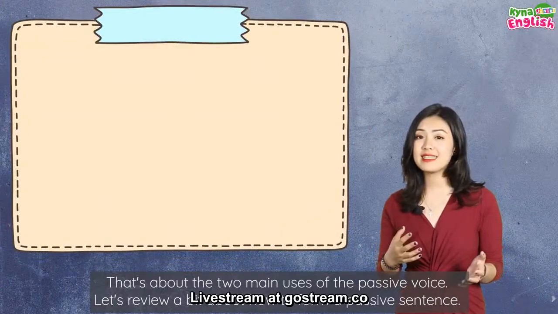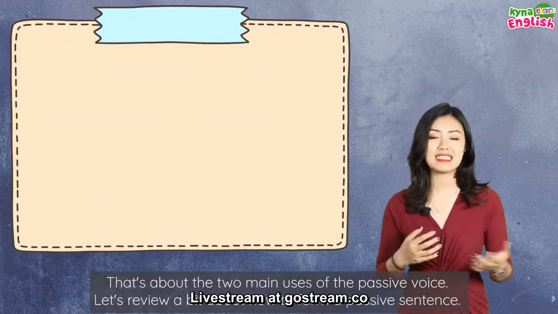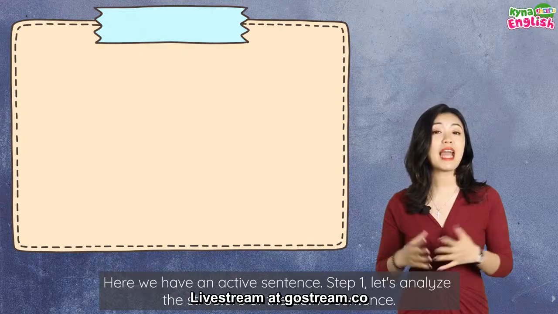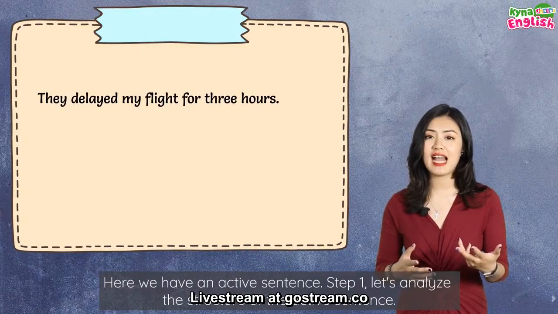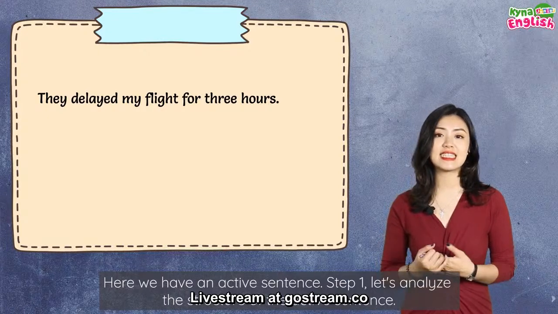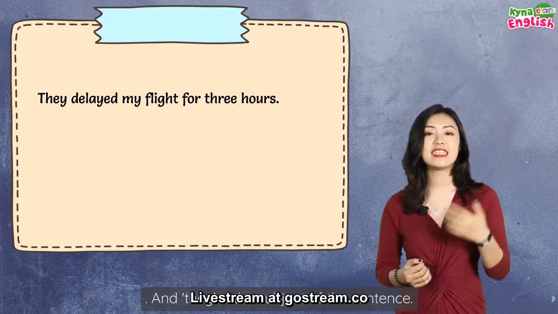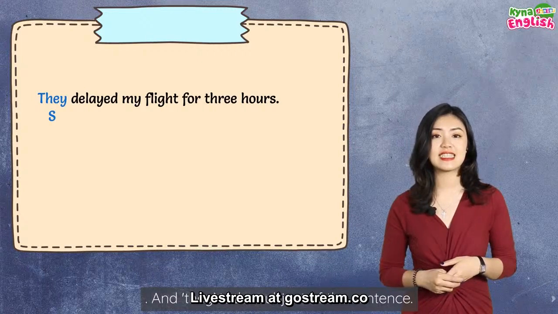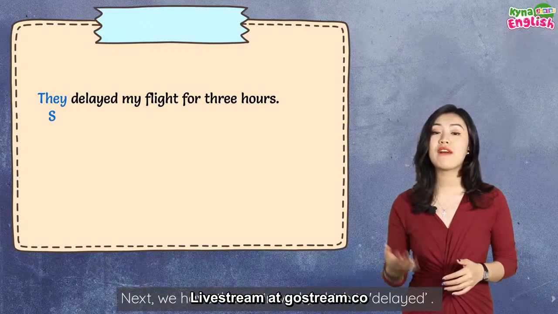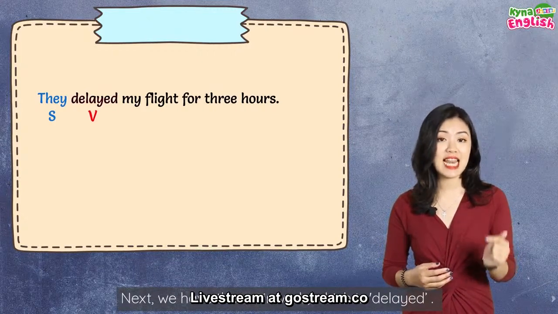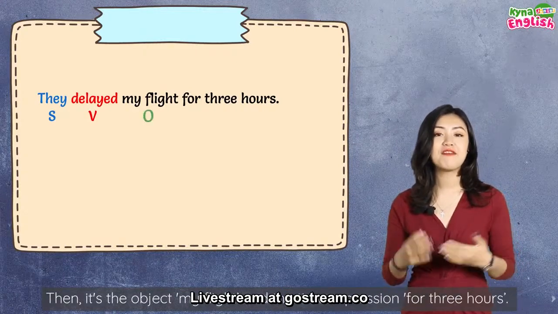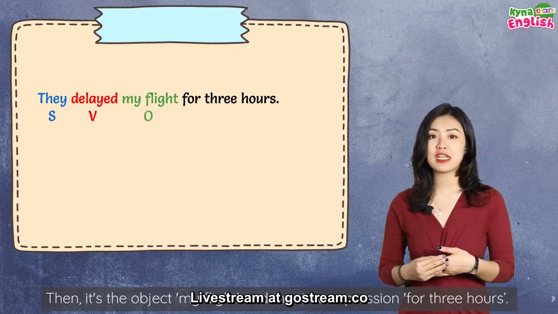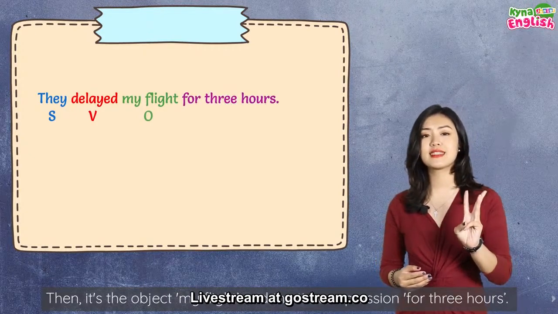Let's review a bit about how to form a passive sentence. Here we have an active sentence. Step 1. Let's analyze the structure of the active sentence. They is the subject of the sentence. Next, we have the main verb, which is delayed. Then, it's the object, my flight, and the time expression for 3 hours.